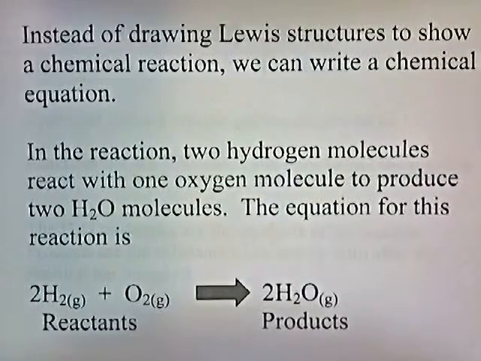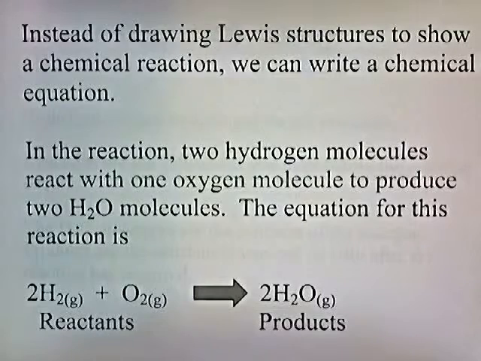Now, instead of drawing Lewis structures to show a chemical reaction, we can write a chemical equation. In the reaction, two hydrogen molecules react with one oxygen molecule to produce two H2O molecules. And the equation for this reaction is 2H2 plus O2 gives 2H2O.